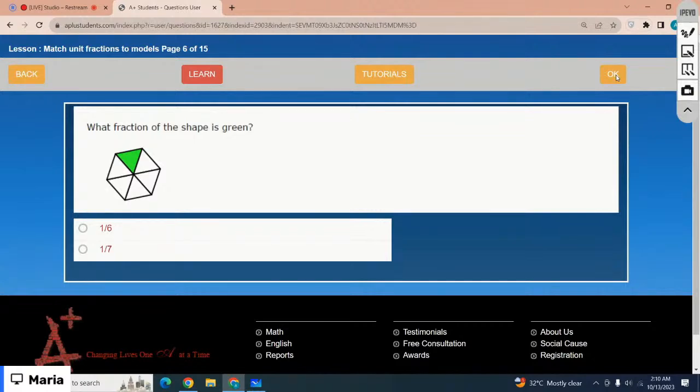Very good. That would be 1 out of 6, right? The shape has total 6 portions and only one is green. So that would be 1 out of 6.